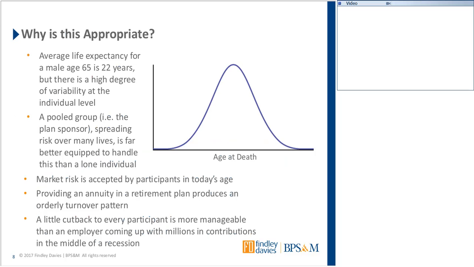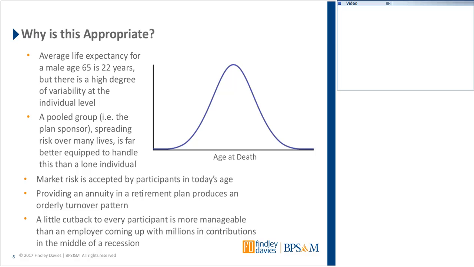So let's talk for a second about why this is a more appropriate way to spread the risks out. The average life expectancy for a male currently age 65 is 22 years, but there's a high degree of variability at the individual level. A participant can live to 100 or they can get hit by the proverbial bus tomorrow. So a plan sponsor that has many lives and can pull those lives together, the more lives we get together, the more the life expectancy resembles a normal curve. And with a normal curve, from your basic statistics class, the more stable and the more predictable those costs become, the more people we can get in the same pool. So from a plan sponsor standpoint, keeping the mortality risk is something manageable.